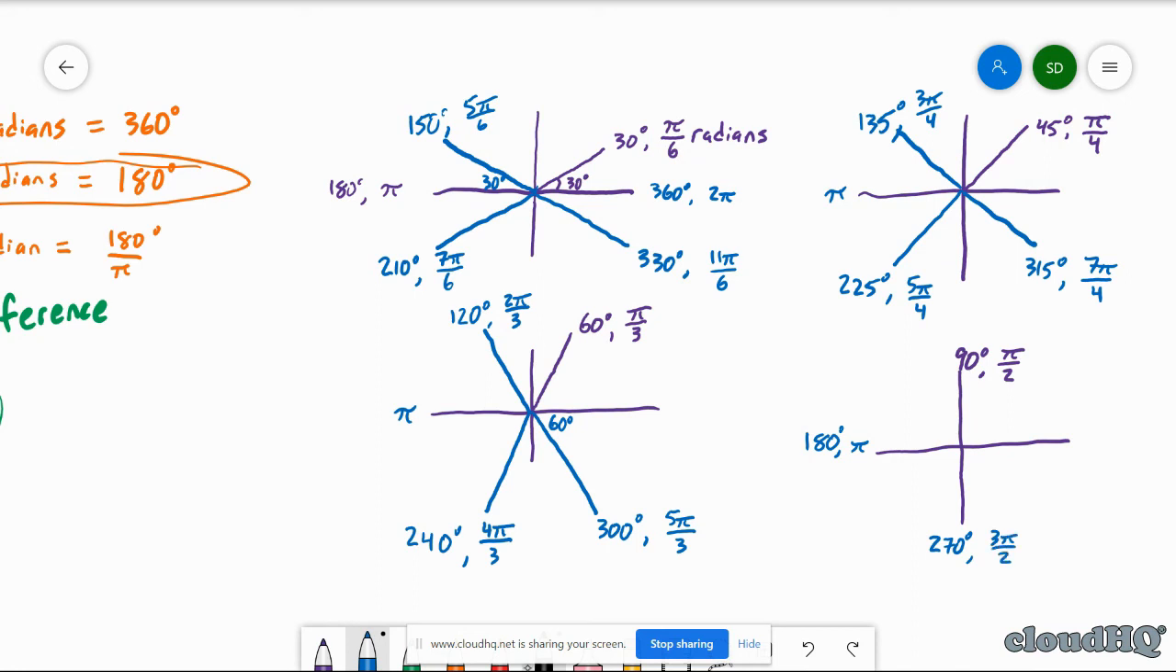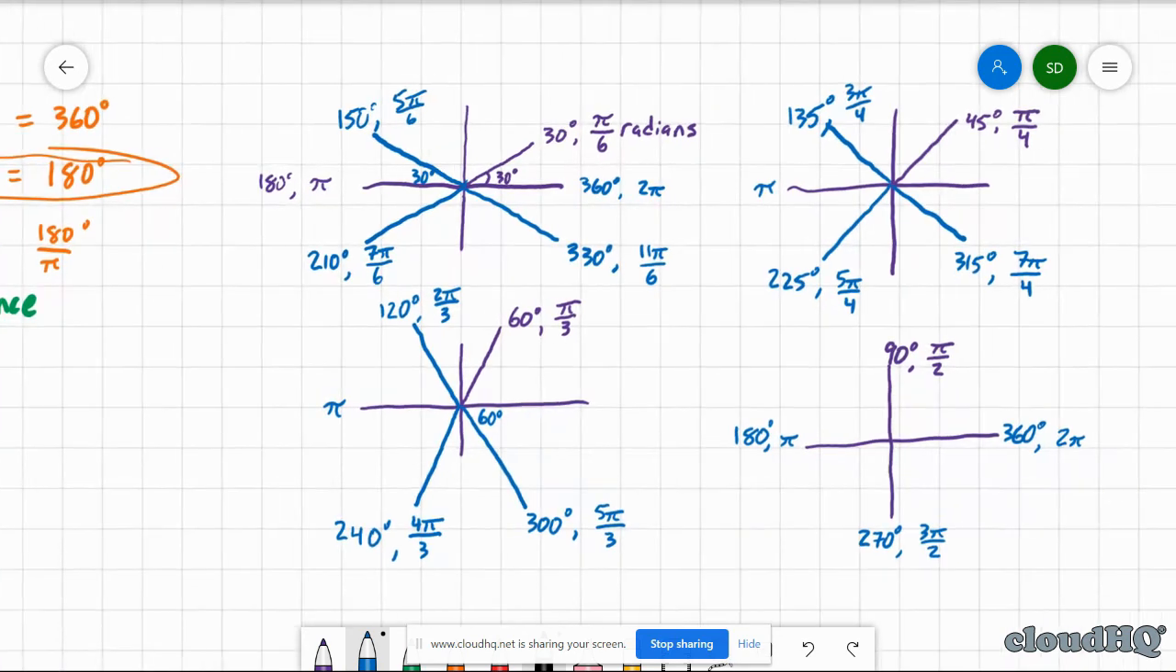And then if you go a full circle, you're at 360. Also, it's coterminal with 0. Gone nowhere. How many radians? 2 pi. Also coterminal with 0 pi. So those are important and significant angles.